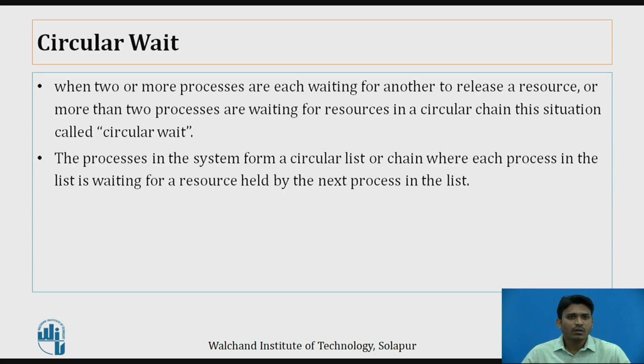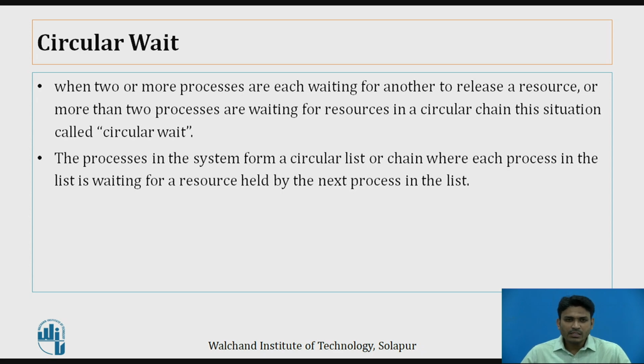Now the last one is circular wait. When two or more processes are each waiting for another to release a resource, or more than two processes are waiting for resources in a circular chain, this situation is called circular wait. The processes in the system form a circular list or chain where each process in the list is waiting for a resource held by the next process in the list.